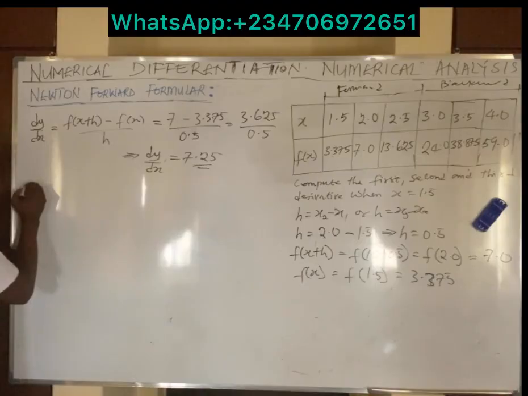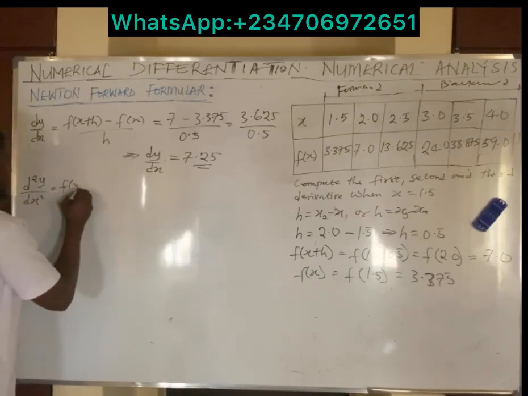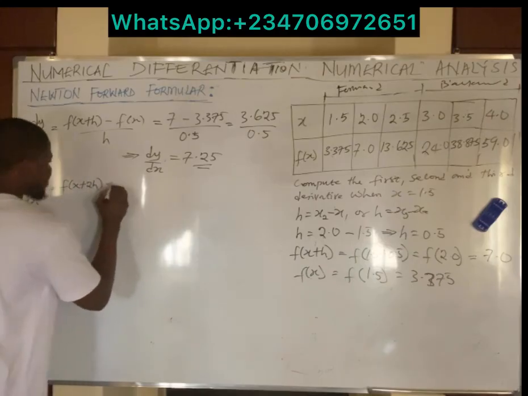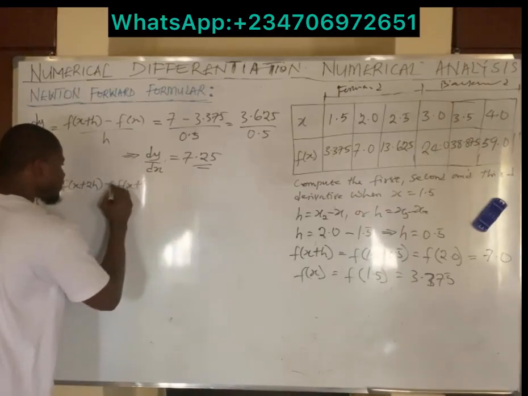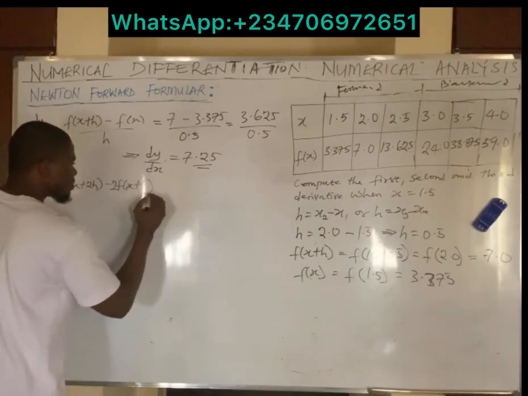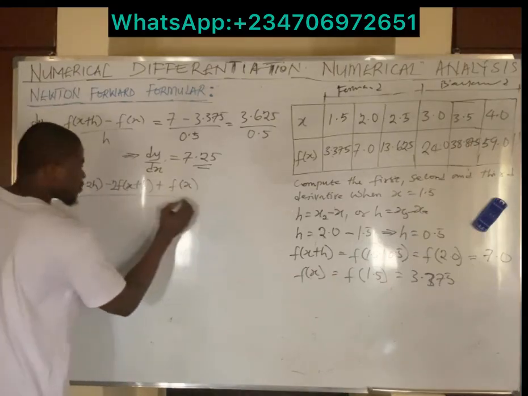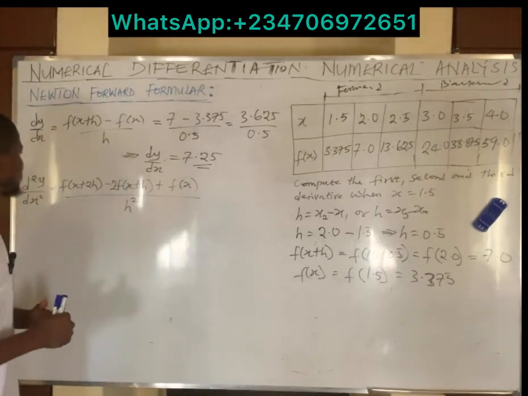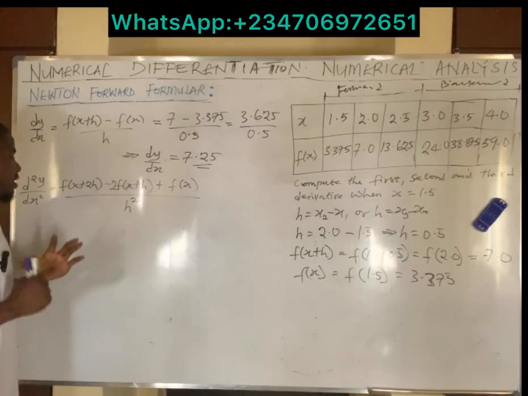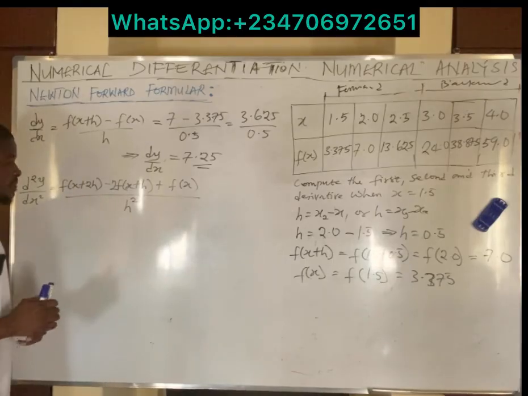For the second derivative, in the first video I gave out this formula: d squared y over dx squared is going to be equal to f(x+2h) minus 2f(x+h) plus f(x), all over h squared. So once again, we need to find f(x+2h). We already know what f(x+h) is. We know what f(x) is. Let's now just look for f(x+2h).